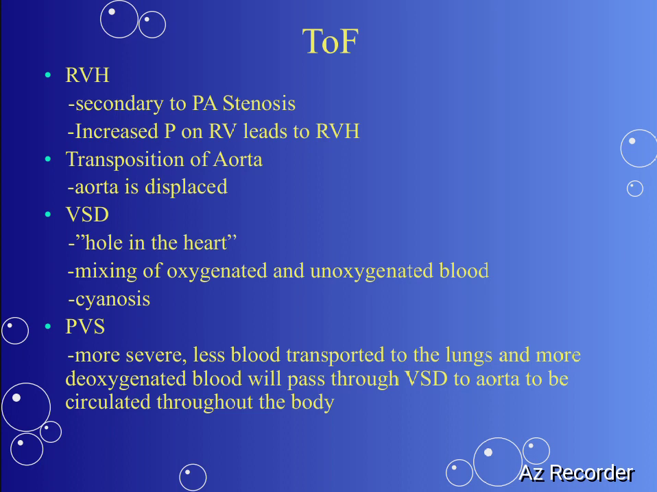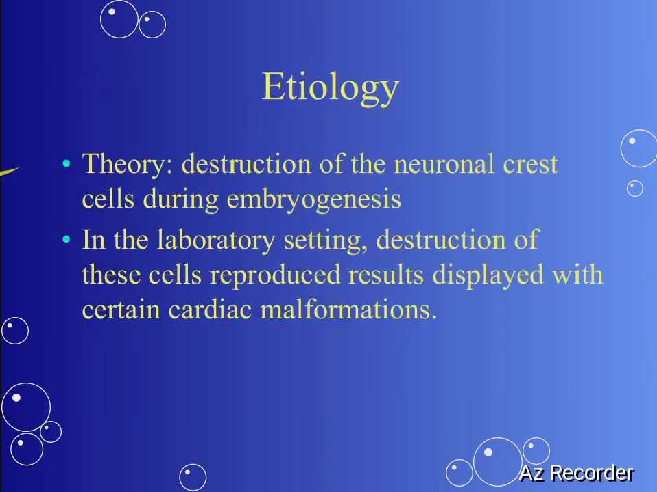causing mixing of the oxygenated and the unoxygenated blood, and cyanosis. With more severe PS, less blood is transported to the lungs and more deoxygenated blood passes through the VSD to the aorta to be circulated through the body.